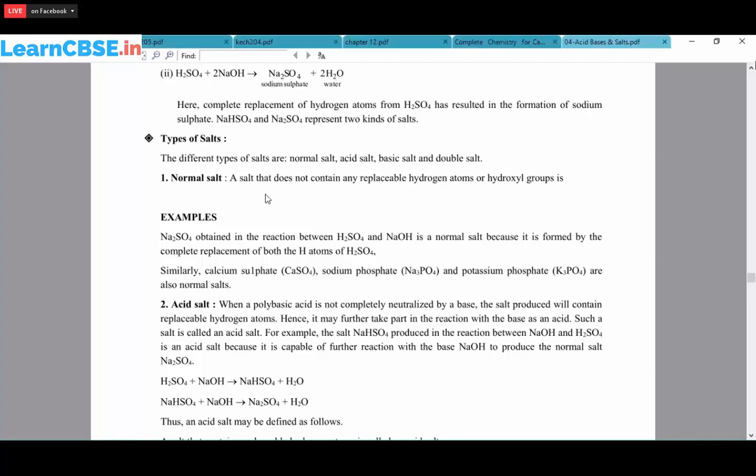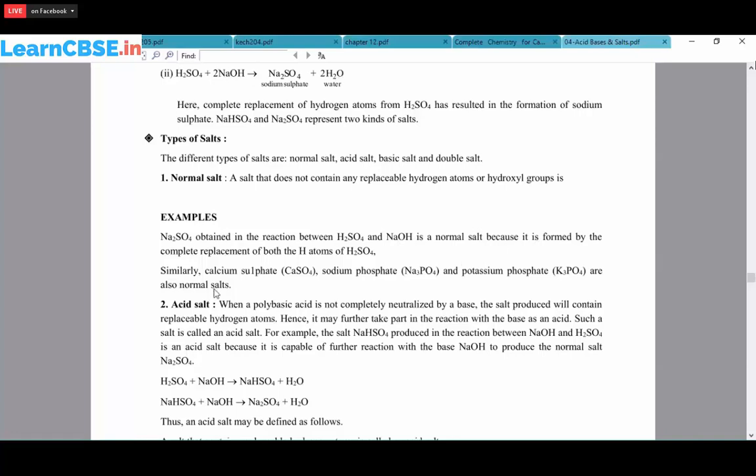In a normal salt, there are no replaceable hydrogen atoms or hydroxyl groups. For example, Na2SO4. There is no hydrogen present in this Na2SO4. How do you obtain this Na2SO4? It is by the reaction of H2SO4 and two molecules of NaOH. So this is the normal salt.